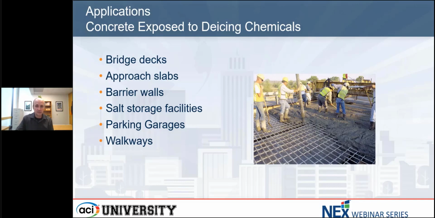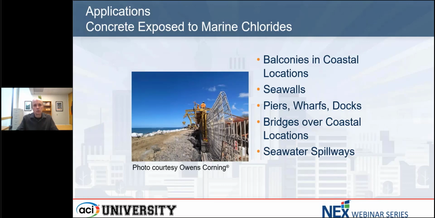But not just bridge decks, other structures that might be exposed to de-icing salts, like walkways, parking garages, where cars might be bringing de-icing salts into the garage. Those are all places where FRP reinforcement starts to make sense and has been used in the past. And then also when we look at coastal areas, again, coastal areas are exposed to a lot of chlorides. They are a very corrosive environment.